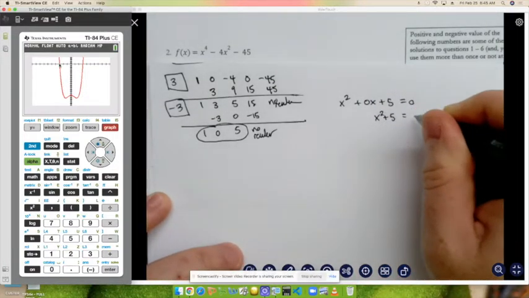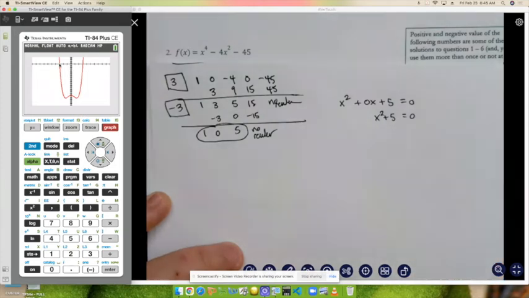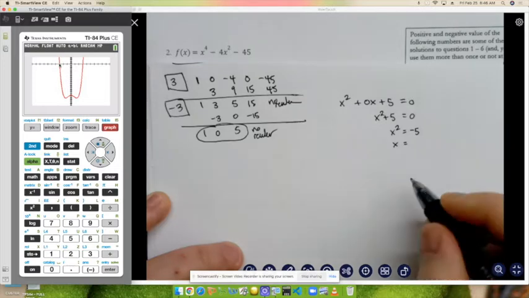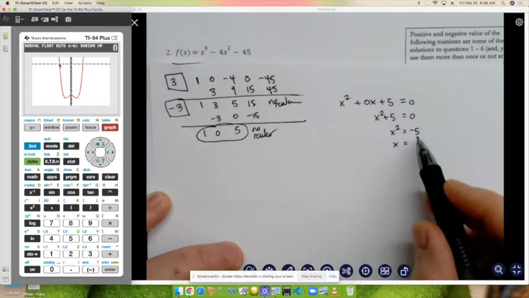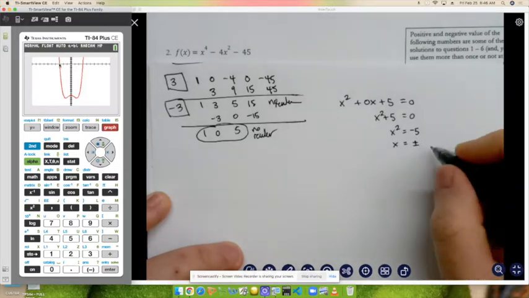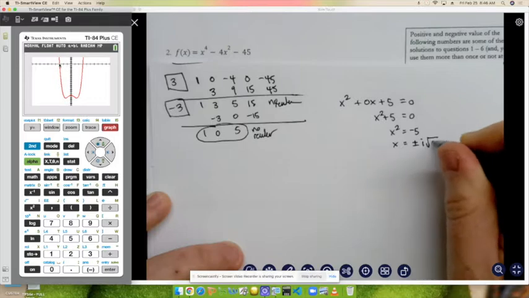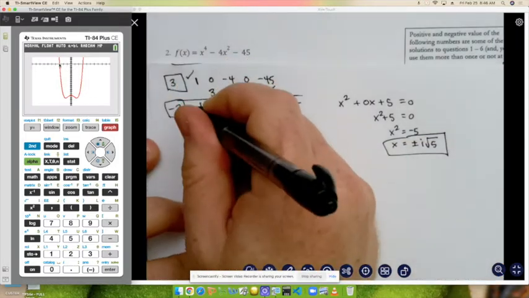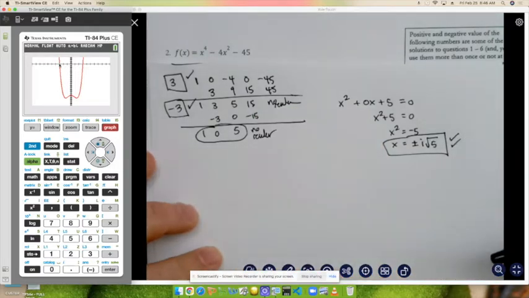So again, solve this equation. You can use the quadratic formula if you want, or you can just solve it directly. x squared equals negative 5. So again, I'm taking the square root of a negative number, and I get i root 5. So my four solutions: 3, negative 3, i root 5, and negative i root 5.